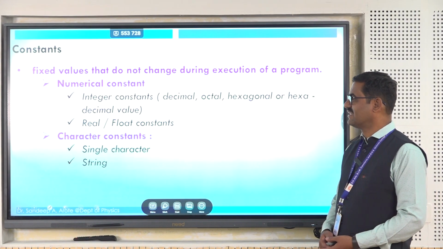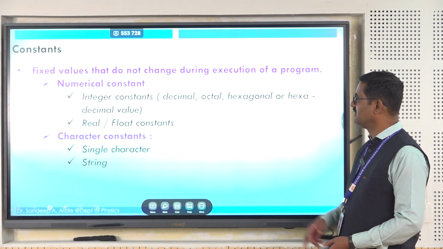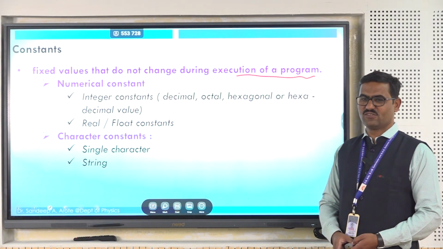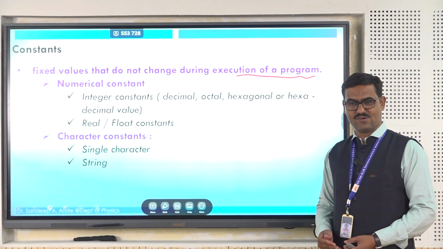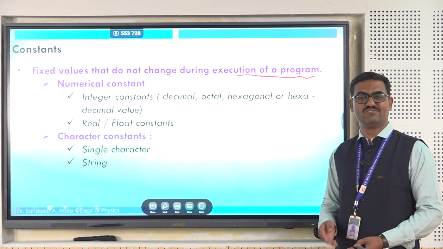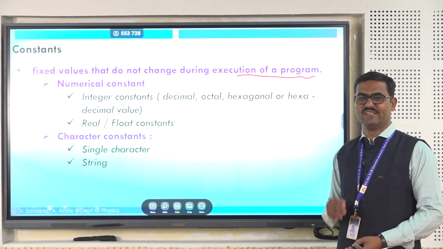So, constants are fixed values that do not change during execution of a program. But constant does not mean the value remains constant for a variable; you can change it by either increment or decrement.